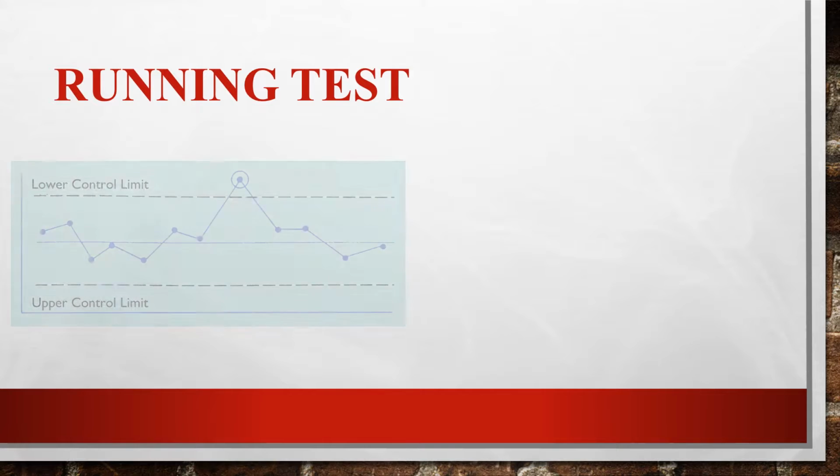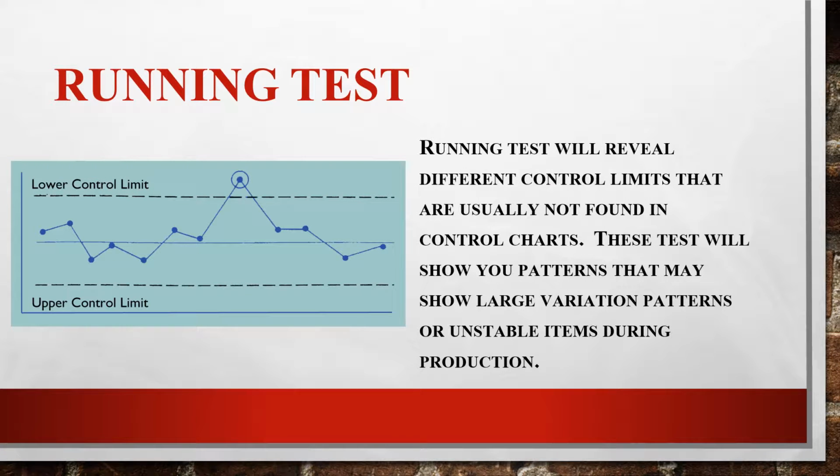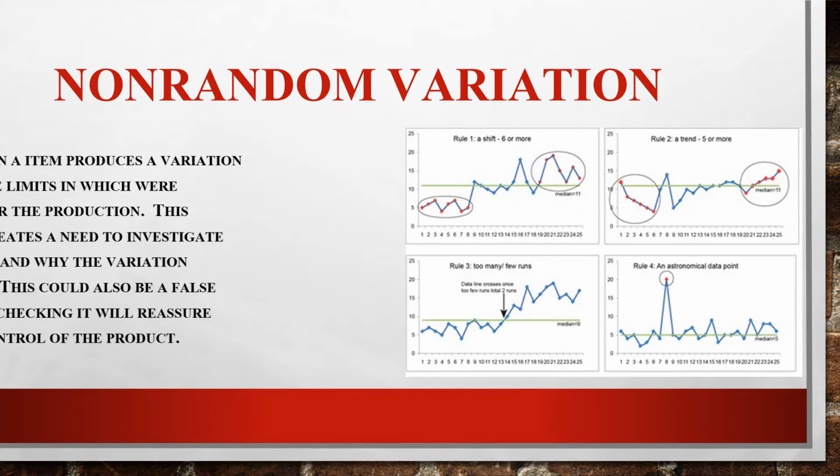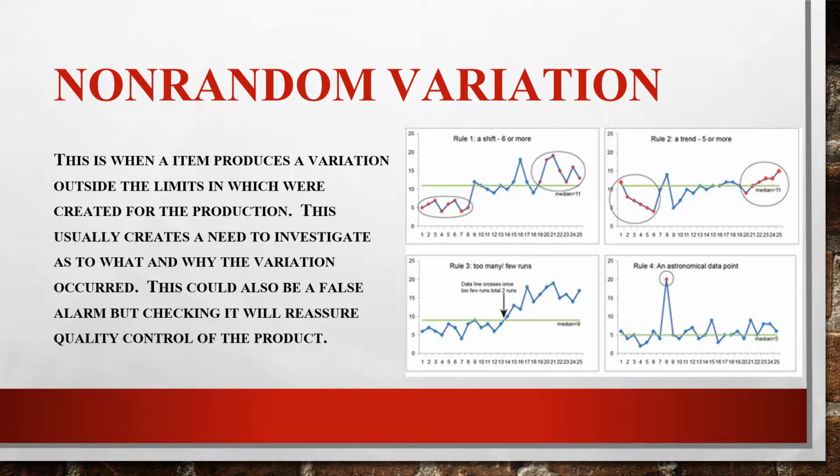Creating a running test. This is where a continuous view of a product in which some charts will not show you variations throughout the whole entire process of multiple items. Then we have non-random variation. This is a common variation that must be investigated. False alarms happen often with this, but checking will reassure that the product is within the quality specs.